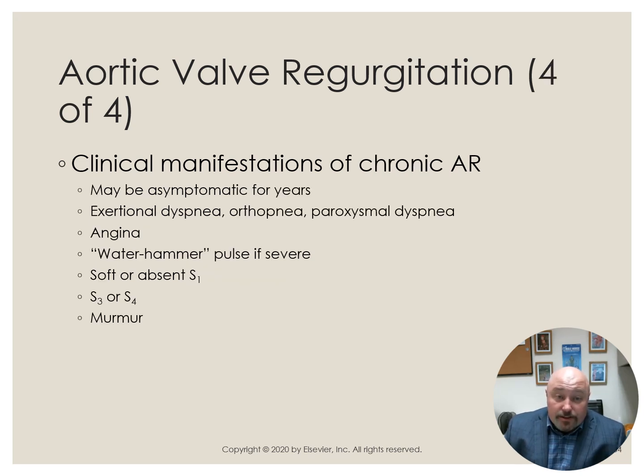Clinical manifestations of chronic aortic regurgitation: the patient may be asymptomatic for years, and have exertional dyspnea, orthopnea, or paroxysmal nocturnal dyspnea. They could also have angina or a water hammer pulse if it's severe. A soft or absent S1 sound would be common, along with an S3 or S4 sound, even a murmur.